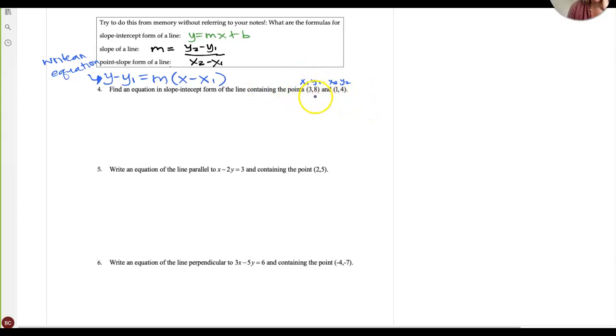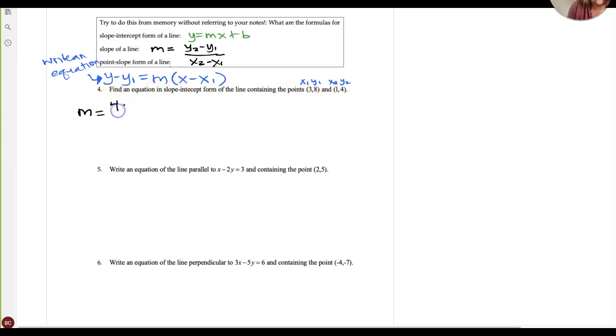So I'm given a point, but I'm not given the slope. But I can find it, right? How do I go about finding the slope if I'm given 2 points? Use the slope of a line, m equals y2 minus y1 over x2 minus x1. Yeah, so this slope formula right there in black. So let's use that. So we got to do this first. So m equals, so what's my y2?